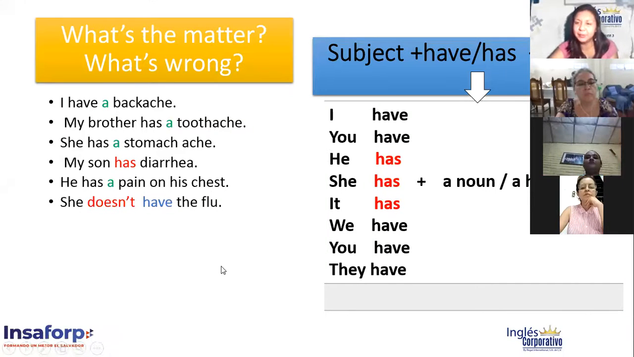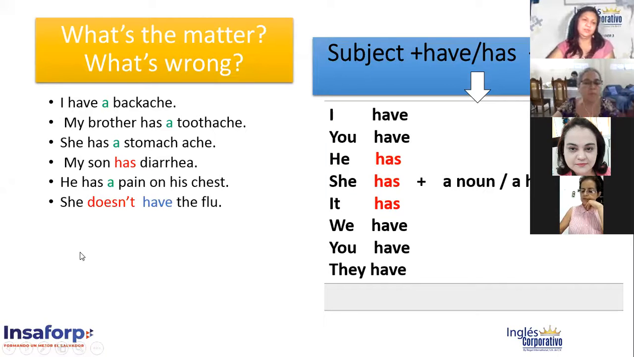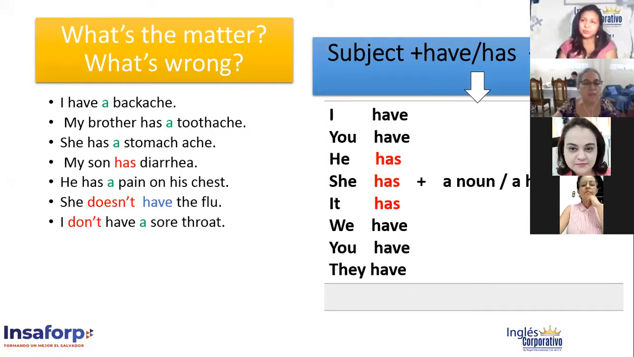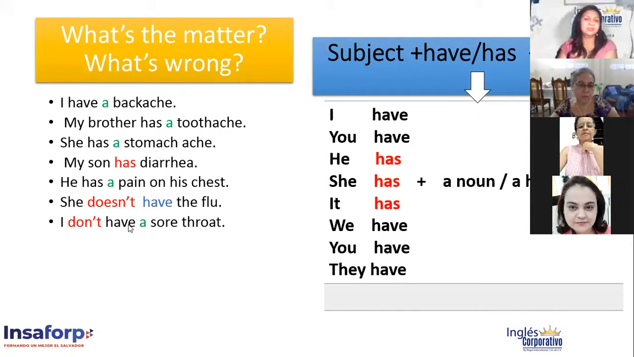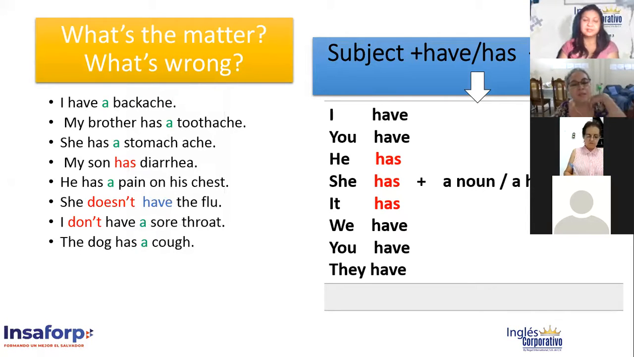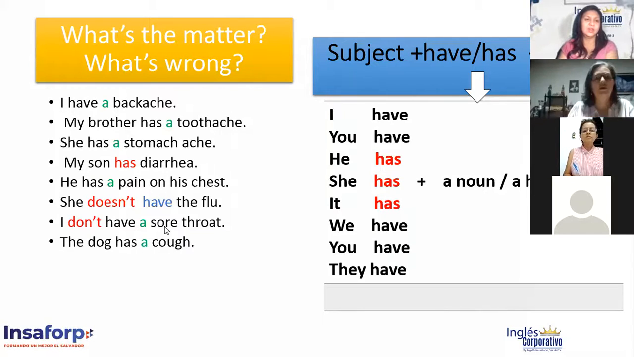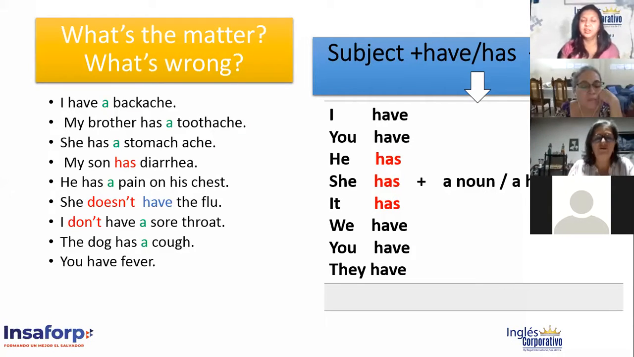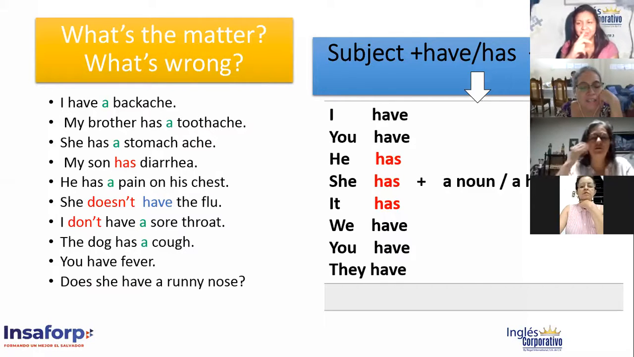Next, she doesn't have the flu. I don't have a sore throat. Next, the dog has a cough. You have fever. Does she have a runny nose? Cuando se le salen los moquitos así como agüita, ¿verdad? That's when you have a runny nose.